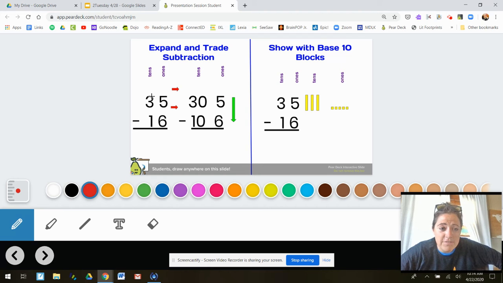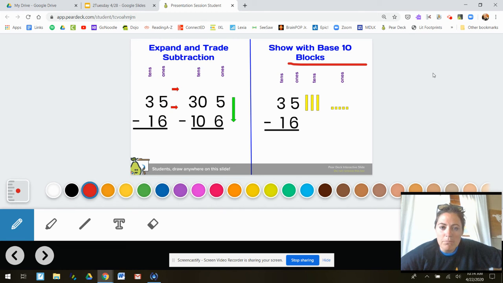So we have 35 minus 16. So again, I cannot have 5 and take 6 away. I just can't do it, okay? So again, I have 3 10s. I'm coming over here to this base 10 blocks. We're going to show it here first. I have 3 10s and 5 1s.